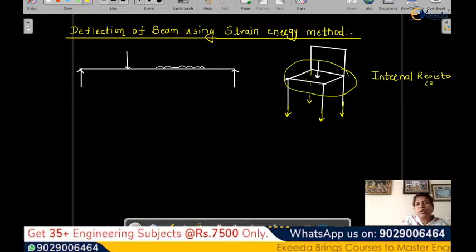But what about strain then? Where does the strain come in? Because now we are studying the strain energy method, right? So what is that strain energy? The strain energy is related with the material. What is the straining effect?